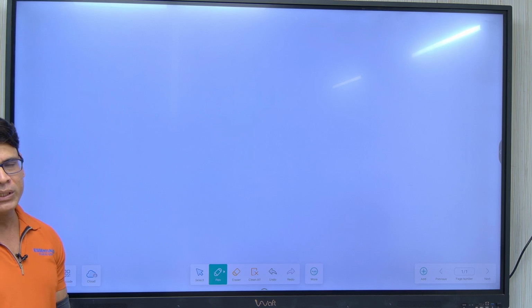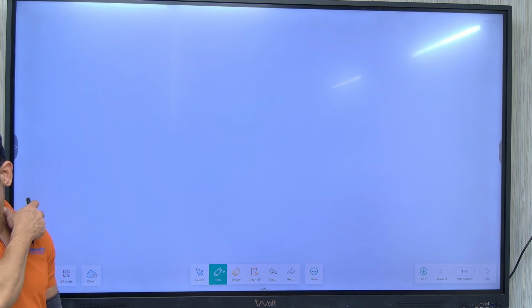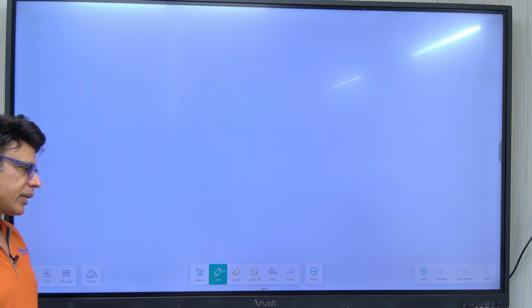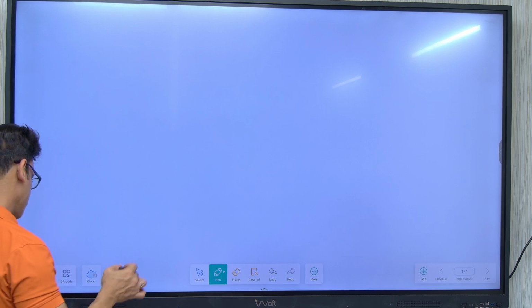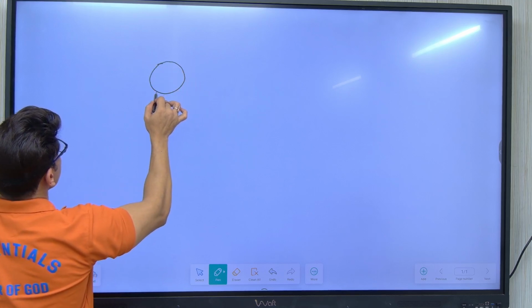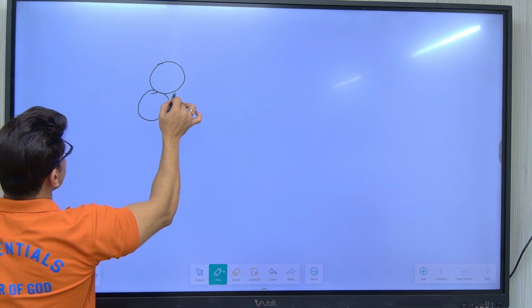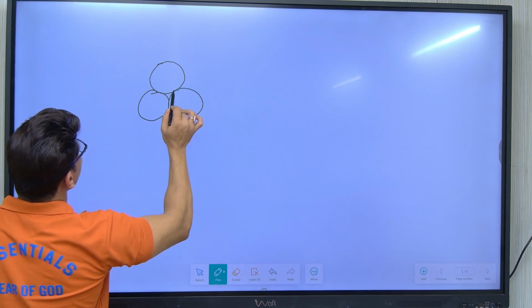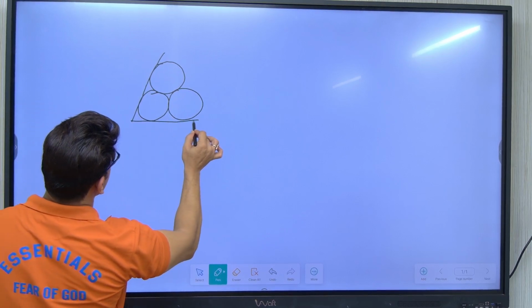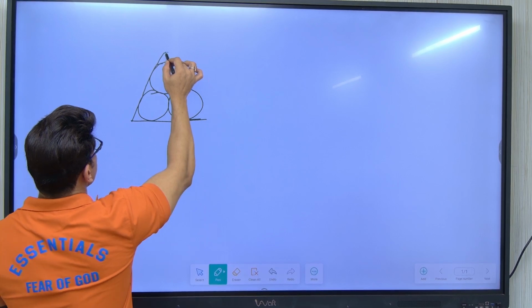Just want to take one case. Where does trigonometry get used? You don't have to use trigonometry if you know the 30, 60, 90 triangle, right? Consider that there are 3 circles, right? 3 circles of equal radius, described in an equilateral triangle.